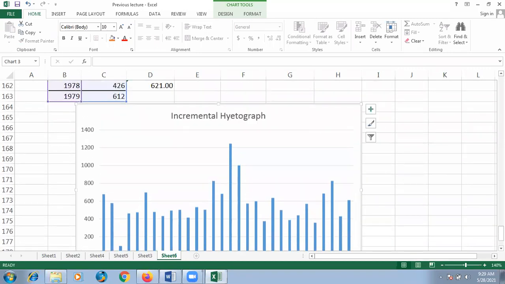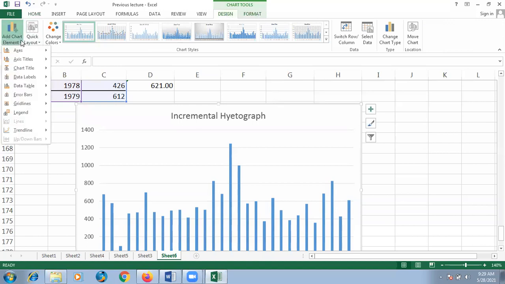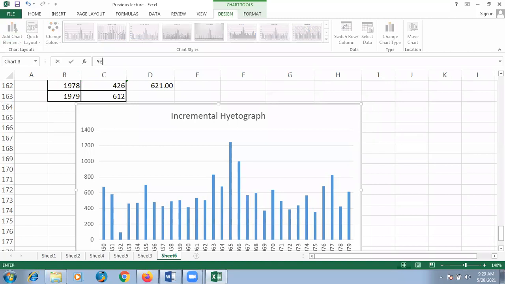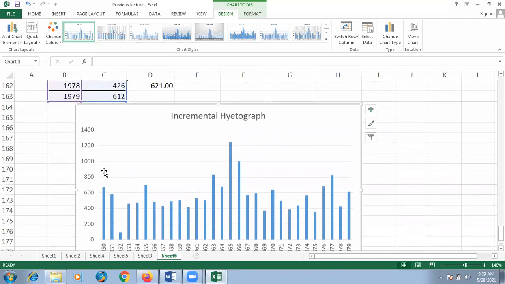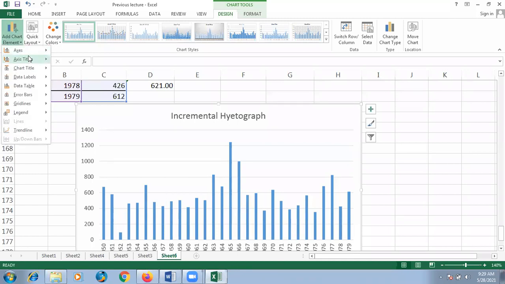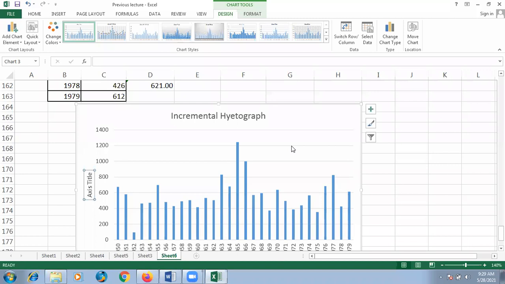Now, we may have to even tell something about the axis, what they represent. So for that, I will say the x-axis represents, the axis title is year. So year is represented here. Whereas the y-axis represents the values of the rainfall in mm, primary vertical axis, rainfall in millimeters. So that is represented here.